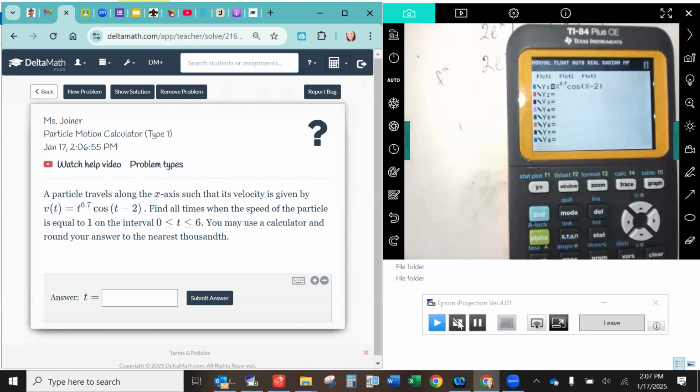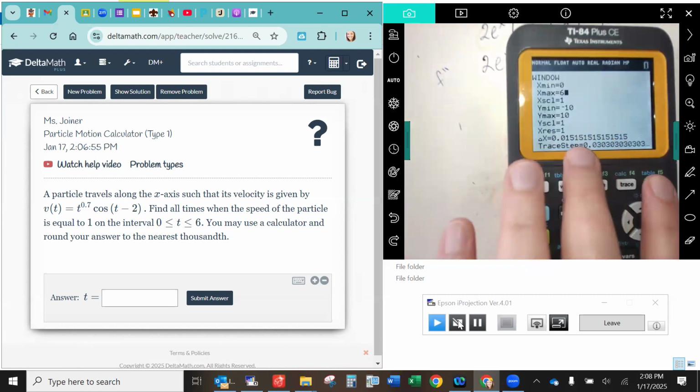From 0 to when? 6. Now, the example you have in your calculator right now is only 0 to 4, so your window is not going to be big enough. So go to window, and you're going to expand your max to go from 0 to 6. So the second digit, instead of a 4, you want it to be a 6. Then hit graph.